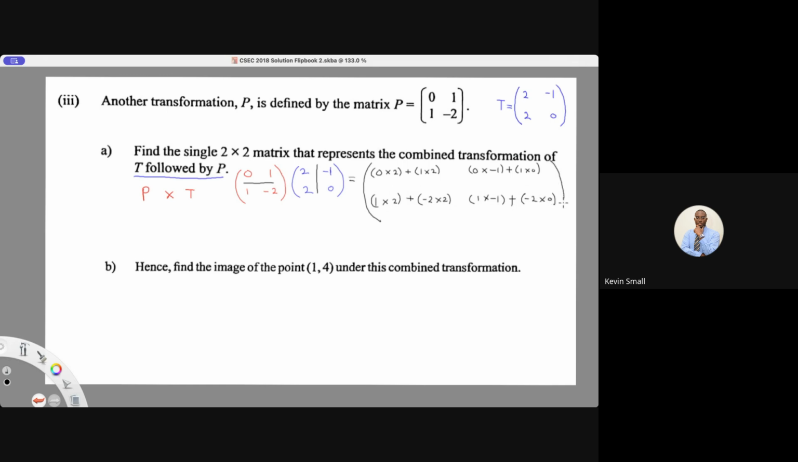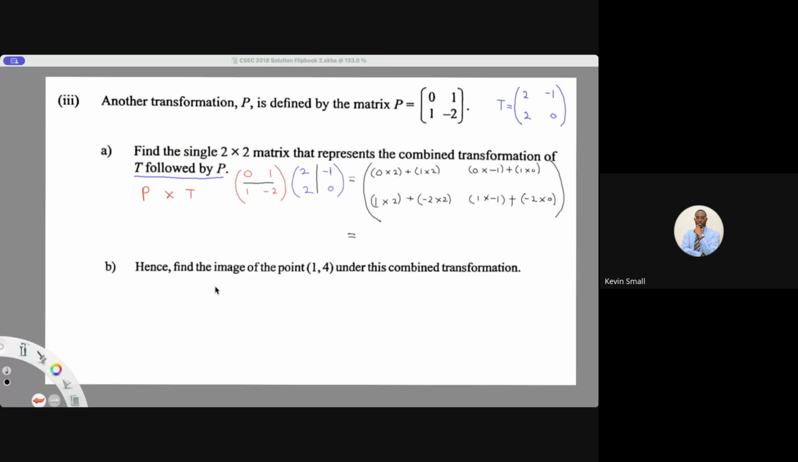All right, so for those who never did matrices before, it looks complicated, but when you get the hang of it, it really isn't. So what is the matrix that is the combination of these two transformations? So it's just a matrix multiplication question.